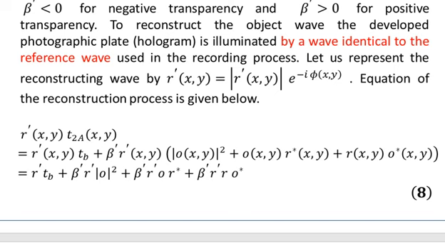R prime multiplied by O mod square, and the third term is beta prime R prime O into R star, where R star means R conjugate, and then beta prime R prime O R and O star, which means O conjugate. So you see that the 2 terms which will be of significant importance to us are the third term which contains R star, and the fourth term which contains O star. These are the terms from which we can construct our object beam and the reference beam, which we shall see later.